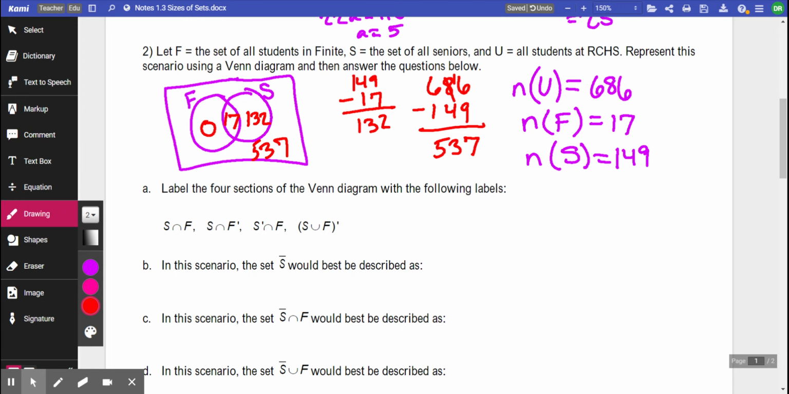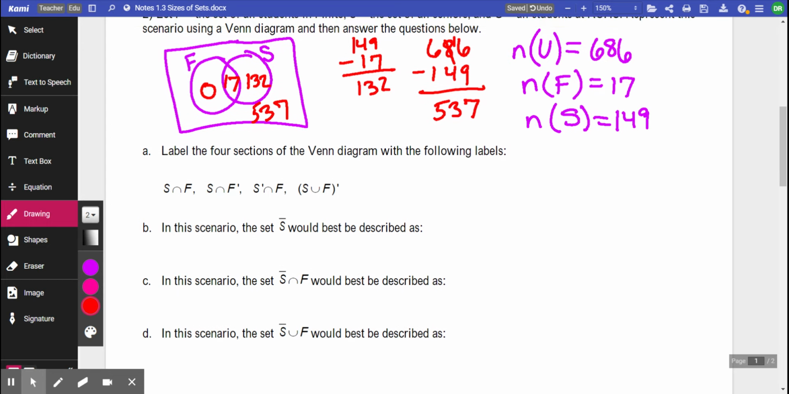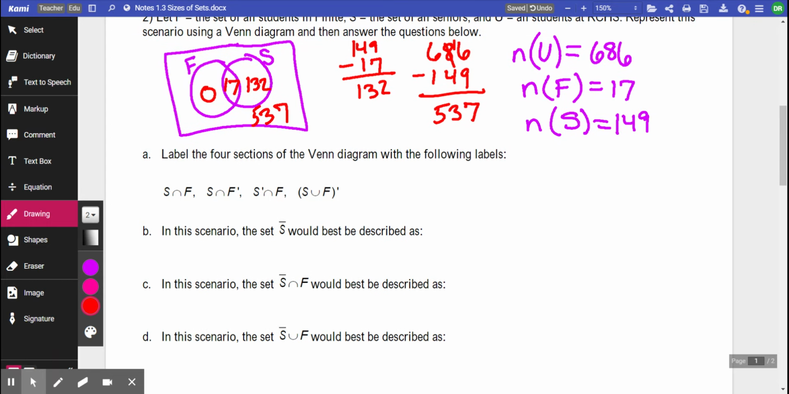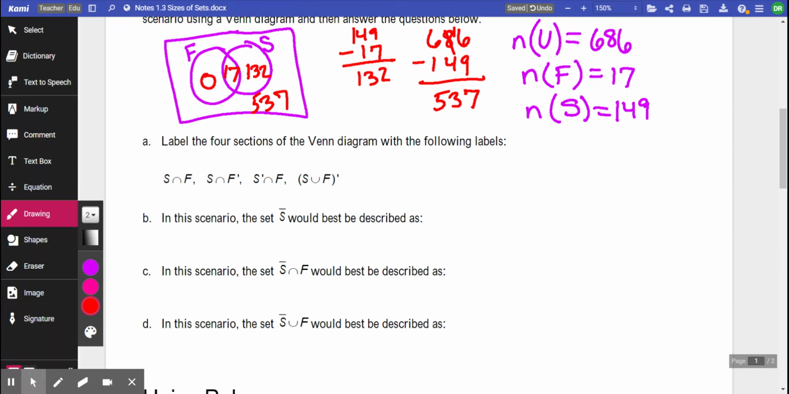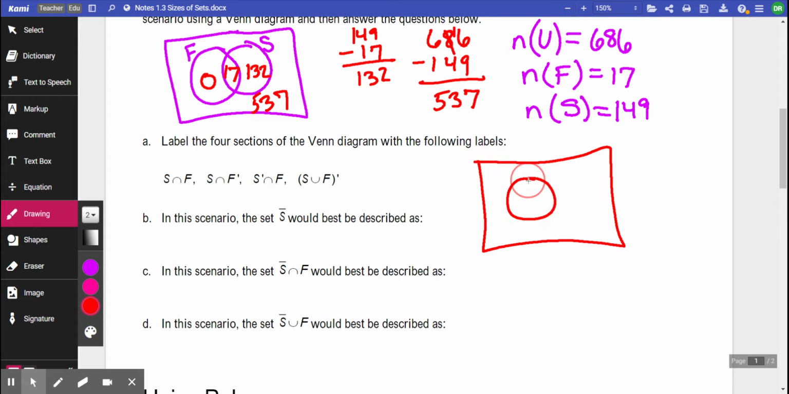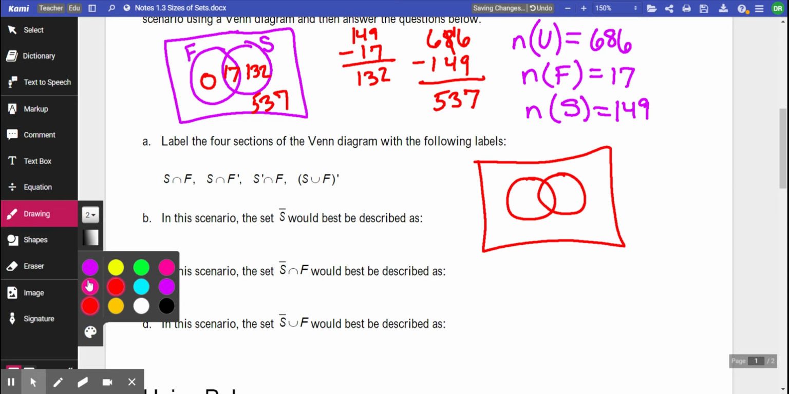All right, so now that we've figured out the number of elements in each of these parts of our Venn diagram, what I want to do is make sure that we're comfortable with distinguishing which part of a Venn diagram we're talking about based off of the symbols. So this takes some practice. Sometimes you might have to draw more than one Venn diagram in order to know the region that they're talking about. And that's okay. It's going to take some getting used to.